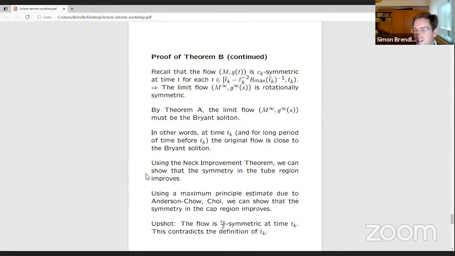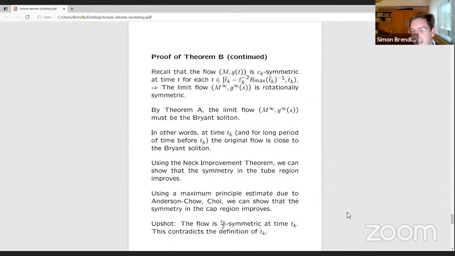So I told you the basic principle that allows you to do it in the tube region. The cap region requires another argument based on the maximum principle, which I don't have time to show you, but you can do it because you know you're close to the Bryant soliton.